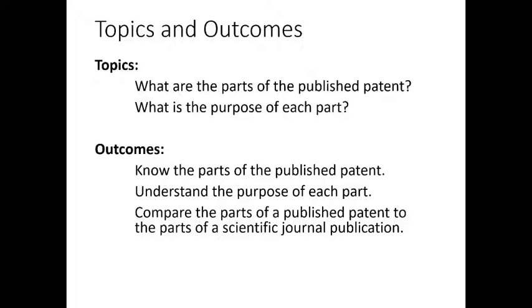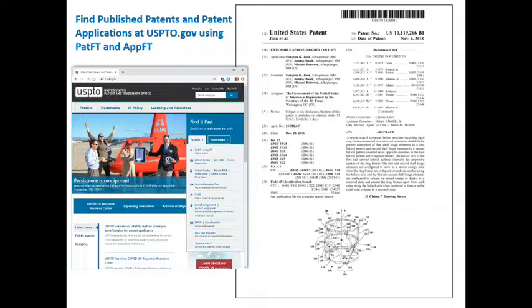Hopefully you will have a good understanding of these parts and their purpose at the end of this lecture and be able to compare them with the more familiar scientific journal publication. You can find published patents and published patent applications on the uspto.gov site using the PATFT and AppFT search engines. Here's an example of an issued patent that was found just using the PATFT search engine.